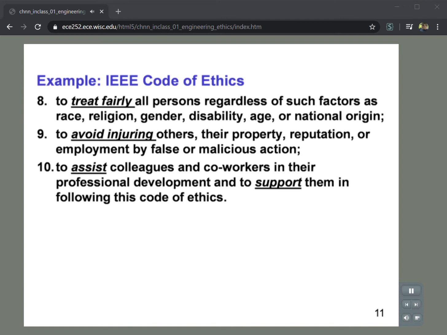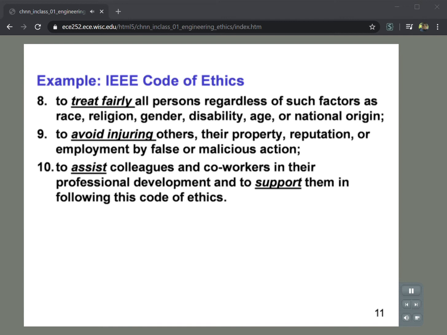Number 9 here is really, again, coming back to honesty, but more on the malicious front. So we should never do things that will injure others, their property, their reputation, or their employment by false or malicious action. So this, again, would be misrepresenting others and their actions in a context where that misrepresentation will, again, affect any of these things. It's pretty straightforward, basically. Do no harm.